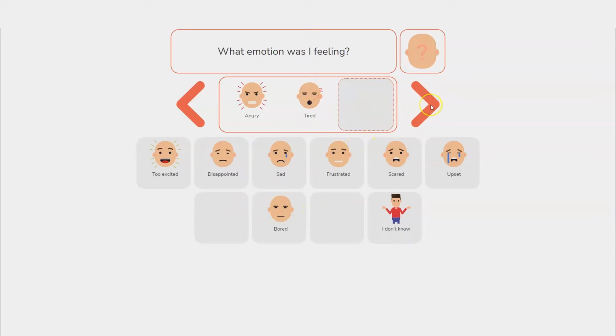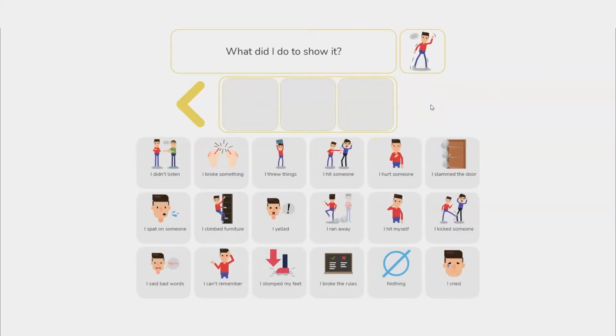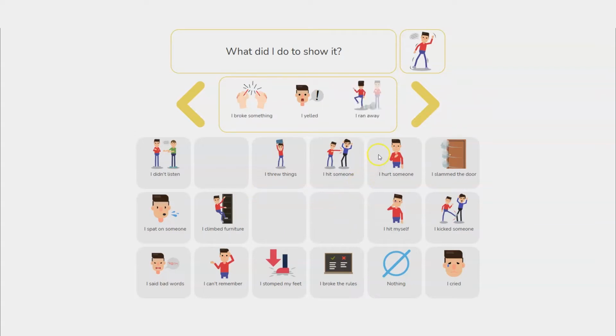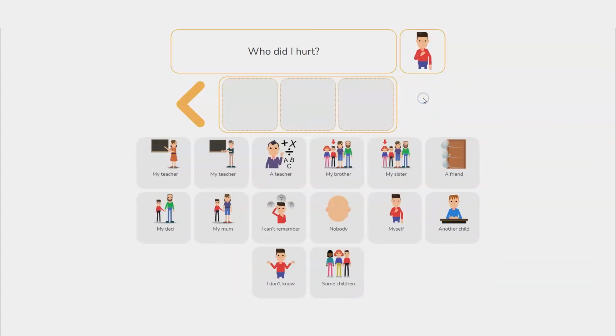The visuals that follow in What Did I Do to Show It? will help the learner self-assess their own actions when they are feeling a particular emotion. For example, they might have broken something, yelled, and run away. The same for the next question, who did I hurt? In this case, nobody was hurt.